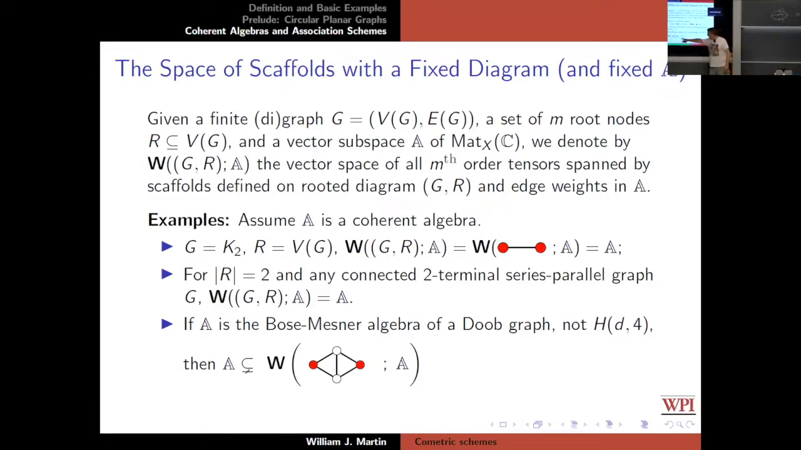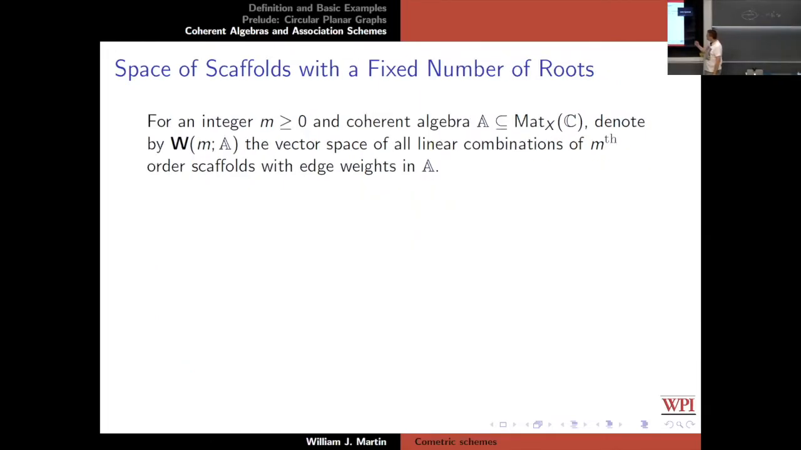So for the Hamming scheme, this is exactly the Bose-Mesner algebra. But for the dual graphs that are not Hamming schemes, this is a larger vector space. This algebra of matrices is larger. So I should say this vector space of matrices; I haven't assumed it's closed under multiplication. So this vector space spanned by these scaffolds is larger for the Doob graphs, because the Hamming components and Doob components are differentiated. So I'm interested, what if I fix the number of roots?